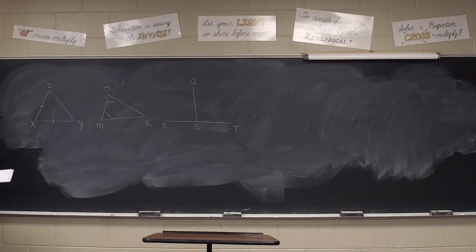Number three, if I told you that QS was perpendicular to RT, clang! What's the next statement you write in your proof? If I told you that QS was perpendicular to RT, what is the next statement that you would write in your proof?